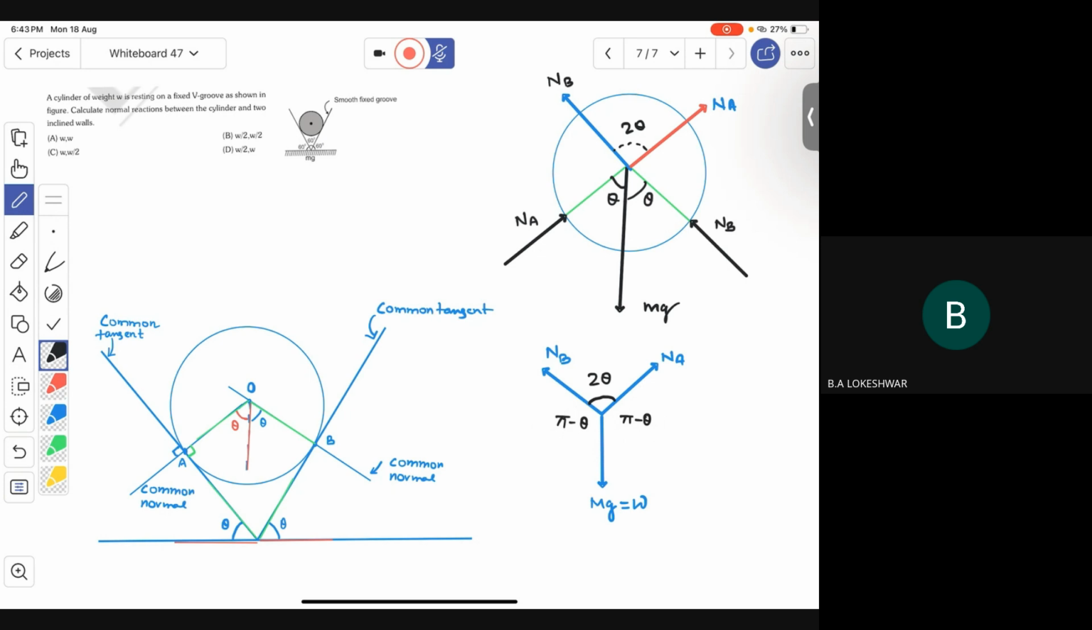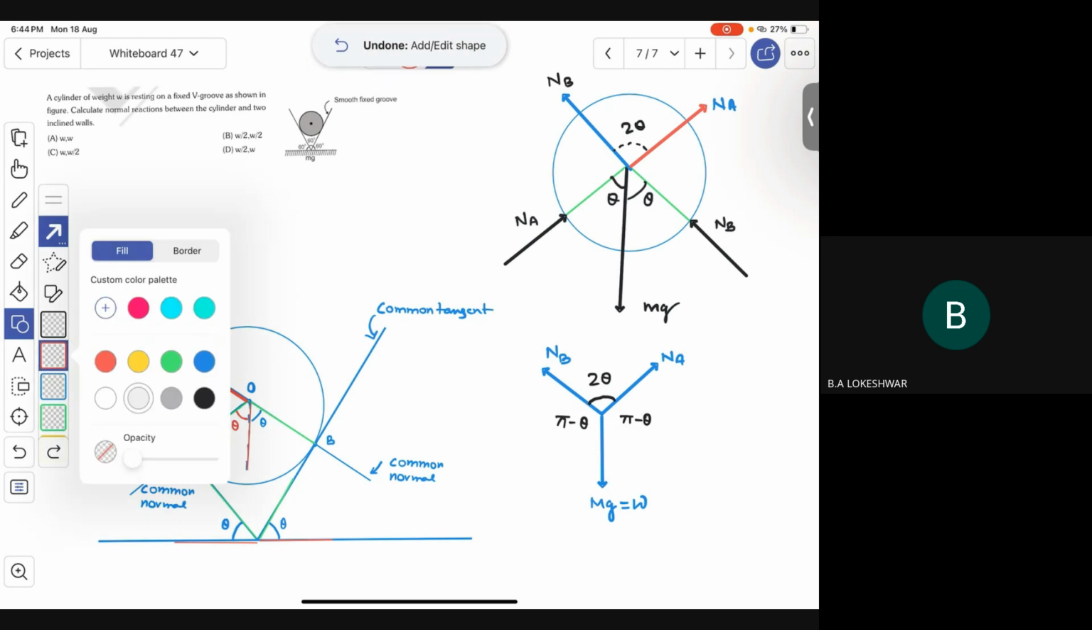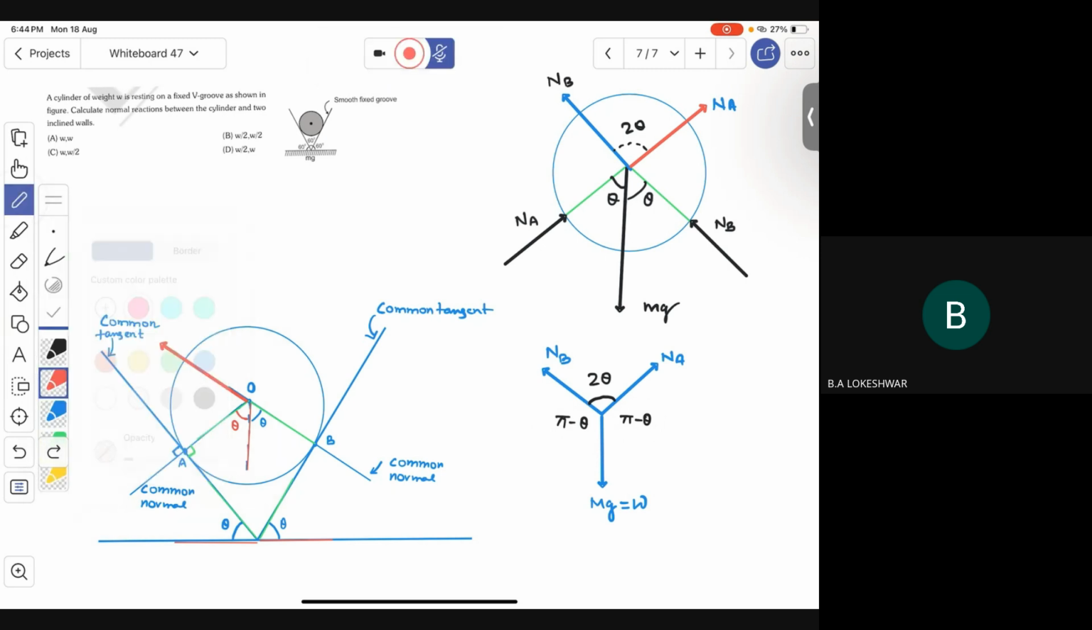You can check like this here also. First, I will draw that diagram. So you check. This angle I'm looking for. We'll use some different, maybe this pink color. Just a moment. So is it 2 theta by 2? This angle I'm asking you: is this angle pi minus theta or not?